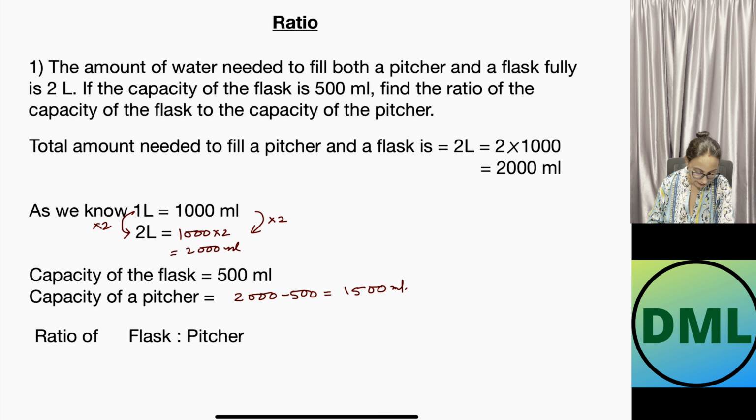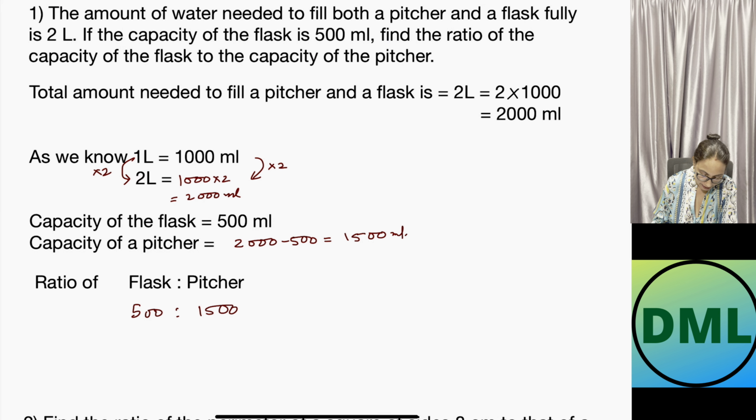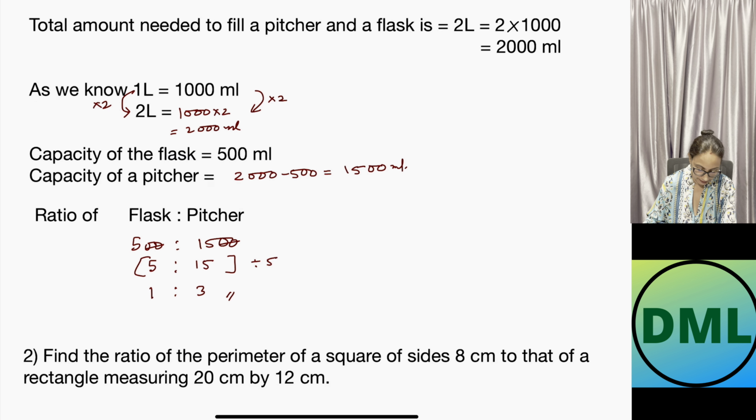I need to calculate the ratio of flask to the pitcher. The capacity of the flask is 500 ml and the pitcher is 1500 ml. Can I cancel these two zeros on both the sides? 5 is to 15. Can I divide both by 5? 5 divided by 5 is 1, 15 divided by 5 is 3. My ratio is 1 is to 3. Let's see the next example here.